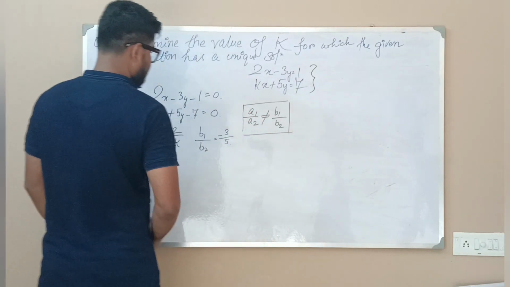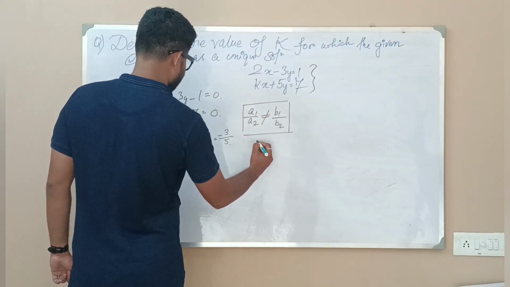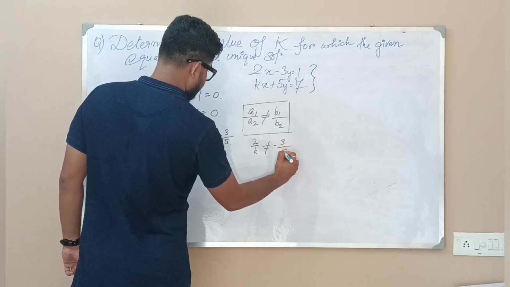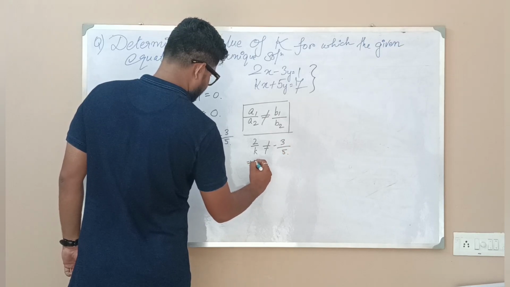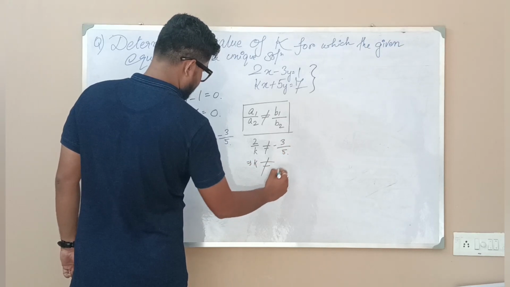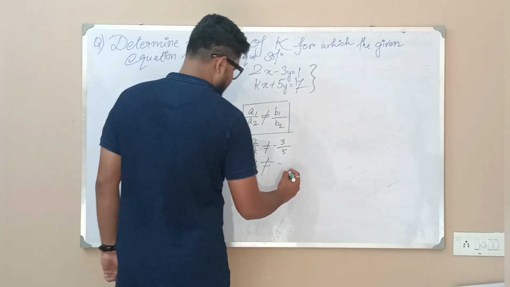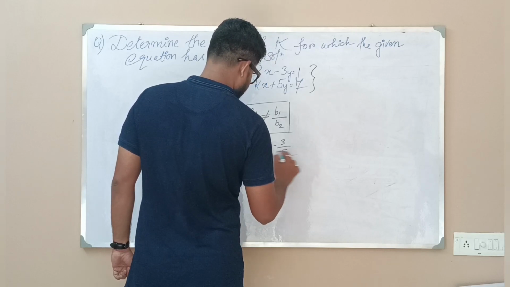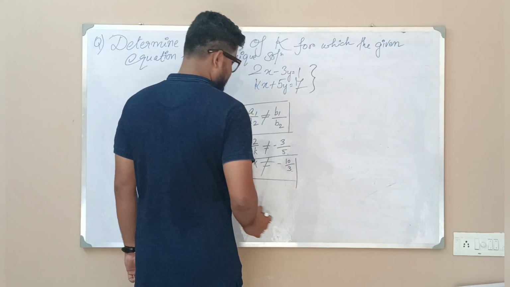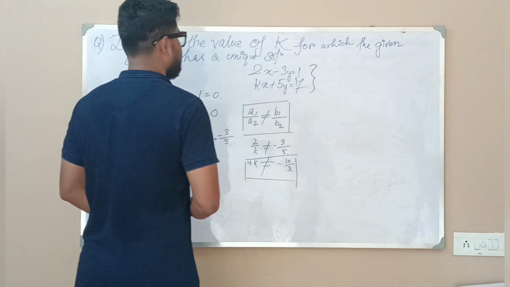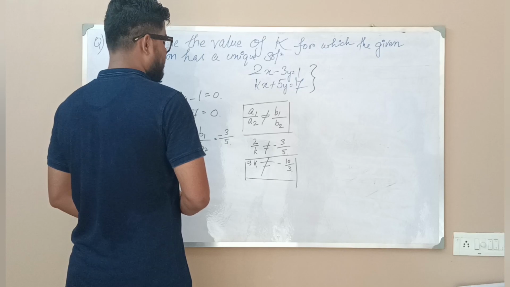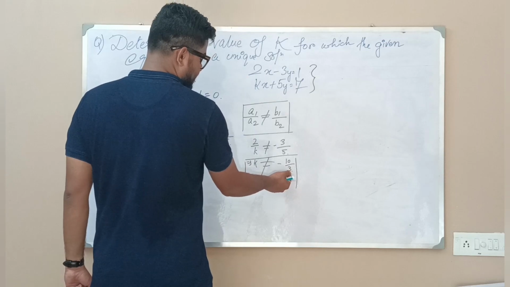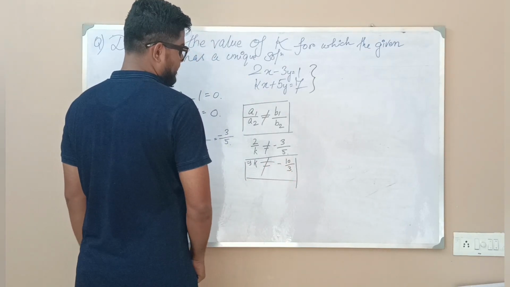Okay, so for this, 2 by k not equals to minus 3 by 5. So from here we can write k not equals to minus of 10 by 3. So from here we have to write that it has a unique solution when the value of k is any other value excluding minus 10 by 3.